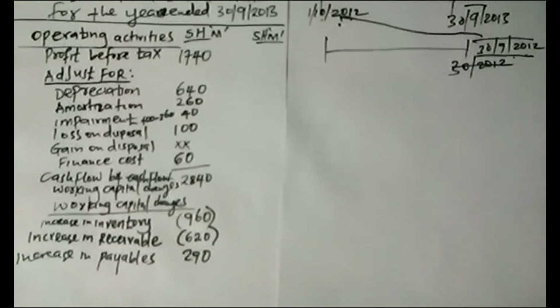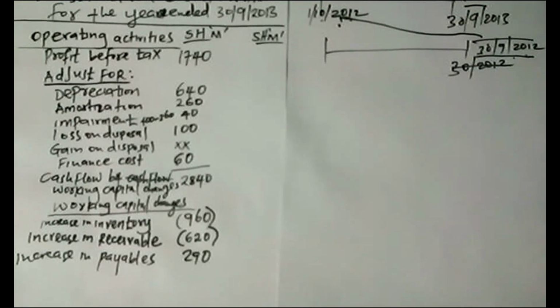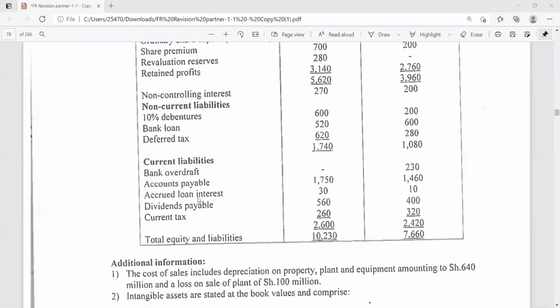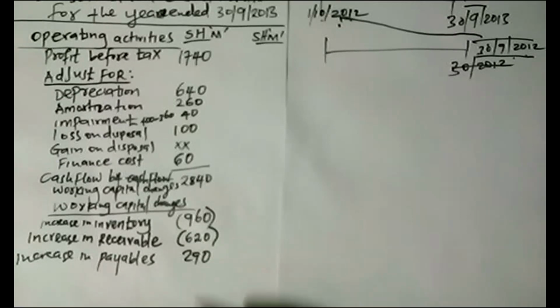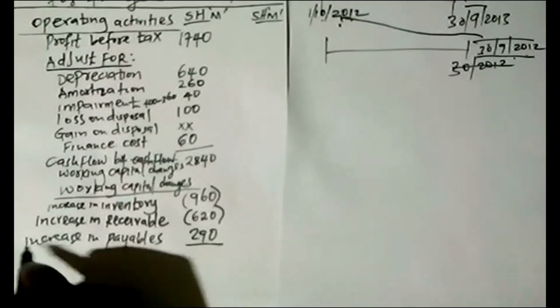Then what's another item which is remaining? Accrued loan interest is a financing item. Even dividends payable, we will consider under financing. Then for tax, after considering the working capital items, I have to subtract tax, of which I have to consider both deferred and current. Up to this point, you can give me the answer: the cash generated from operations.